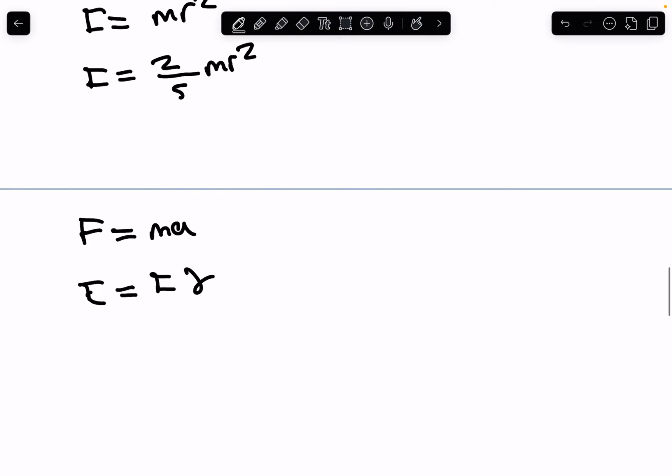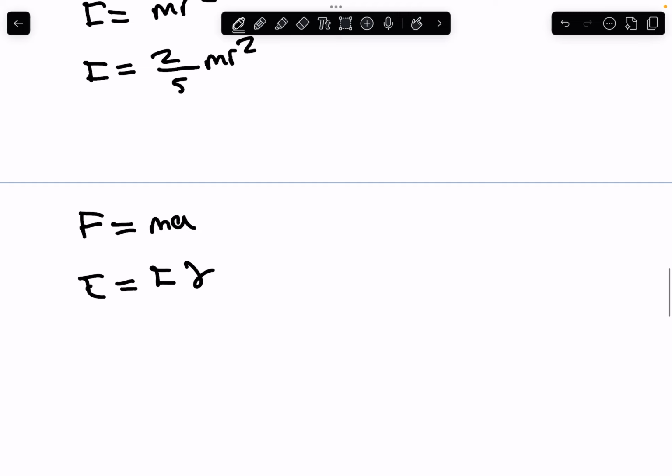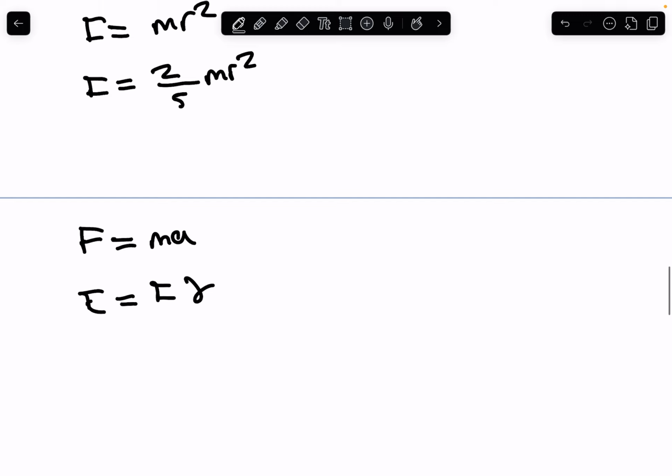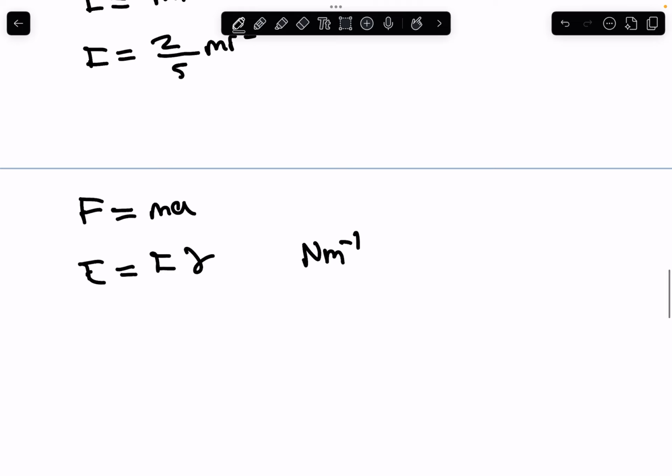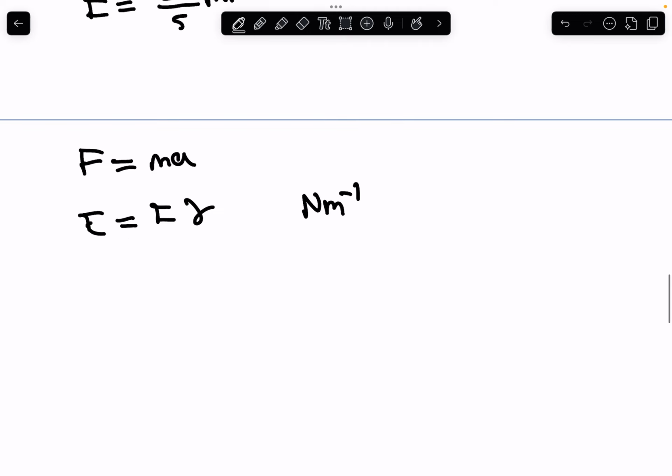This is exactly as Newton's laws, but applied in rotational motion. Torque, the force, equals a mass, which is moment of inertia, multiplied by the acceleration, which is the angular acceleration, which is also given in newton meters. Now on to the final thing.